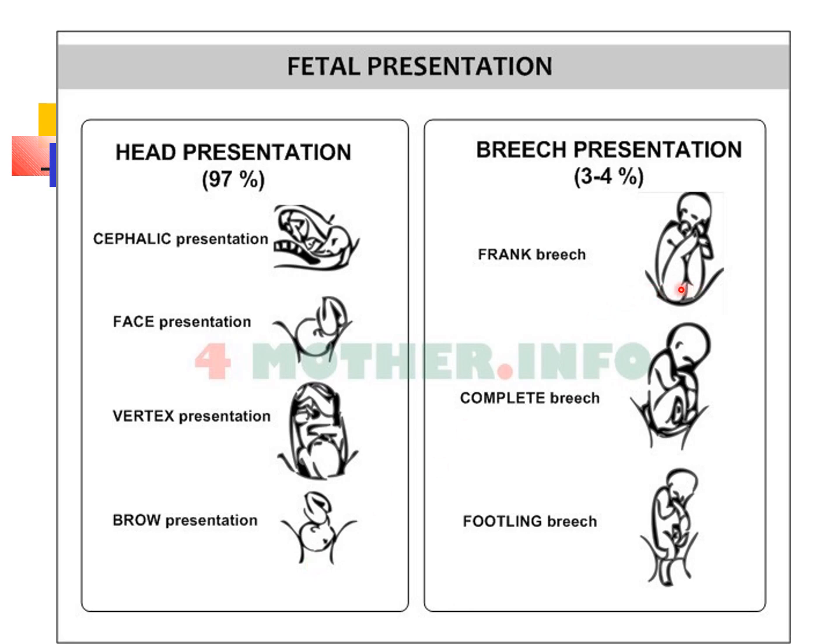And this is frank breech, that is the hips are fully flexed but the knees are extended. So the knees are extended towards the head. This is frank breech, and this is complete breech, that is both hips and knees are flexed. And this is footling breech, that is hips are extended and knees are also extended. You can see the foot which is extending or which is coming out of the pelvis.